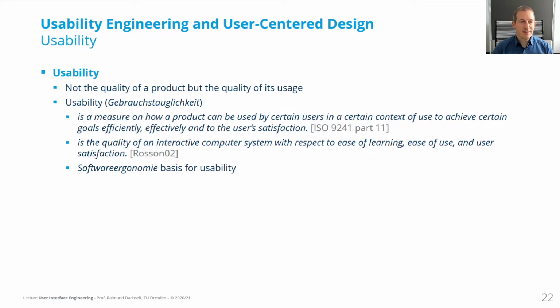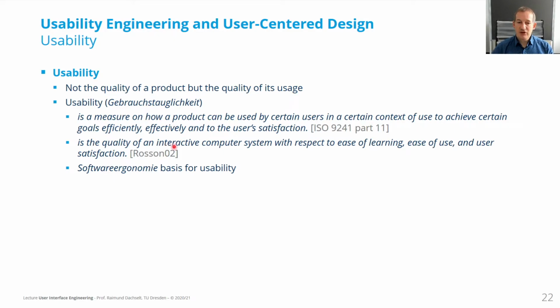of course the environment and other people and the technology, etc., to achieve certain goals. And the goals are, of course, associated with tasks the users have to accomplish. And you see the quality itself, its efficiency, its effectiveness, and its satisfaction. These are the three things which can be measured and which should be considered.